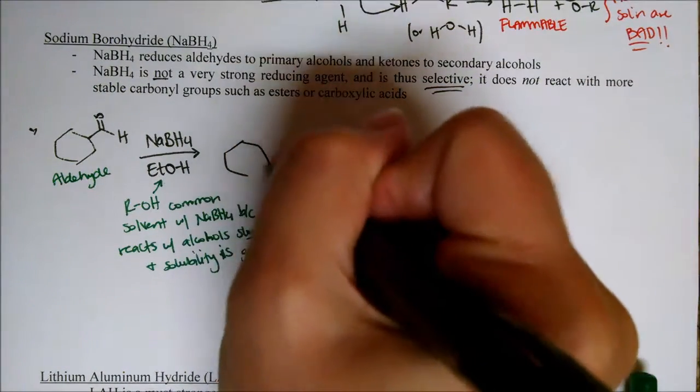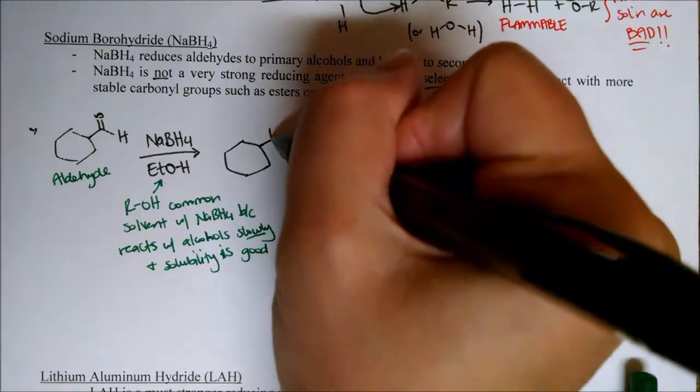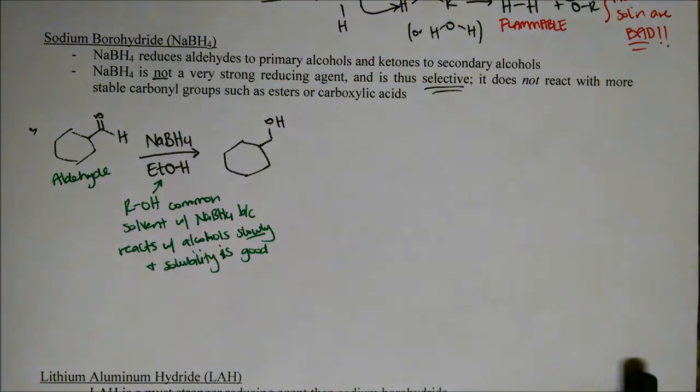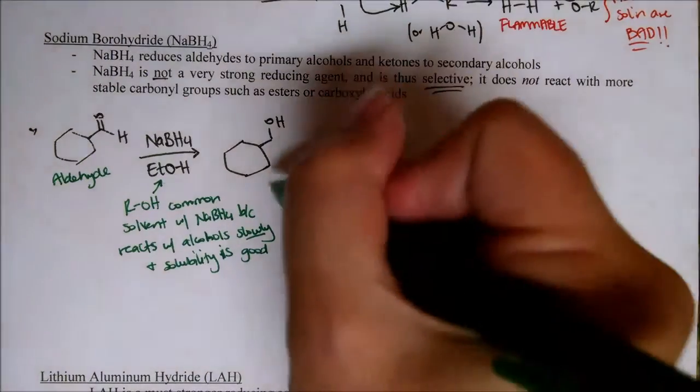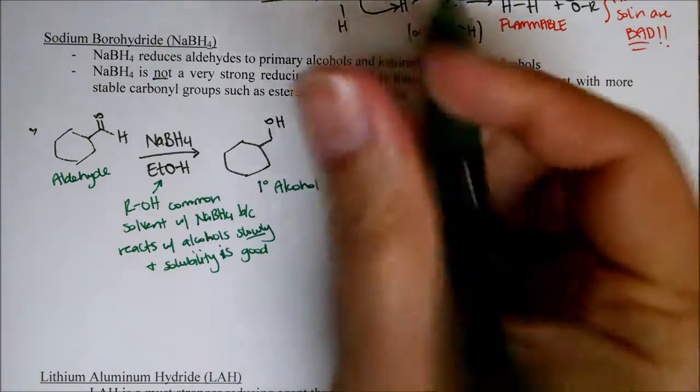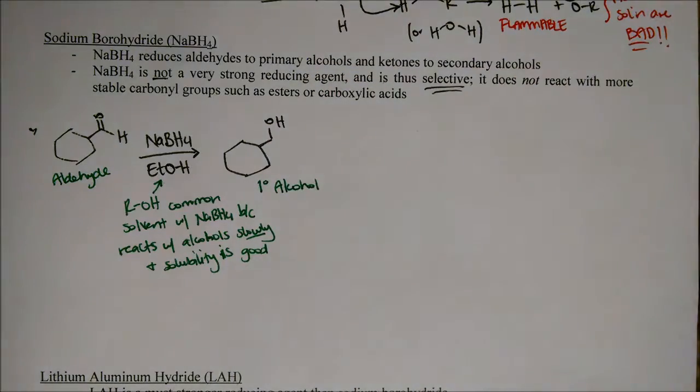Okay, again, this was an aldehyde. And so when we throw in our sodium borohydride, what do we get? Just change that carbonyl into an alcohol. Okay? And so what degree of an alcohol is this? This is a primary alcohol. It's on a carbon that's bound to only one other carbon. It's a primary alcohol. Okay?